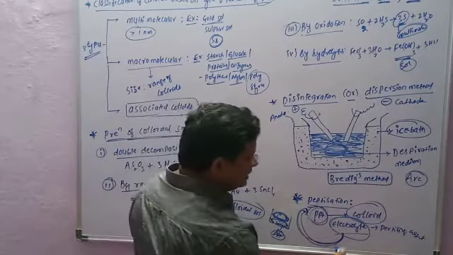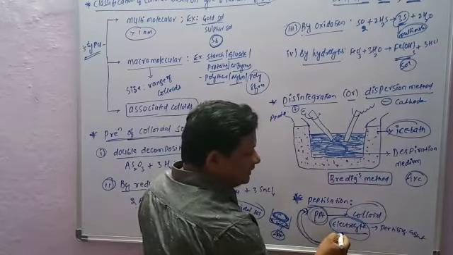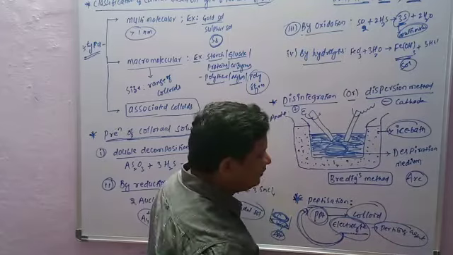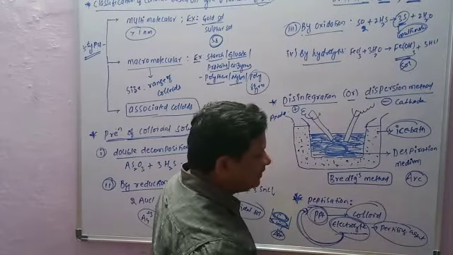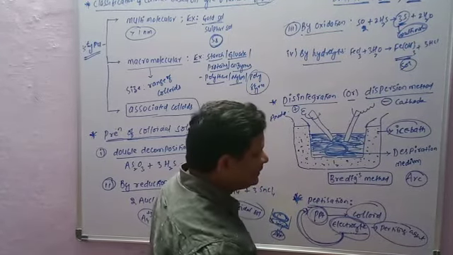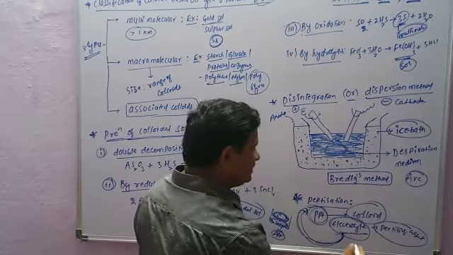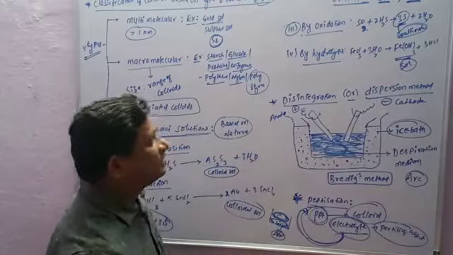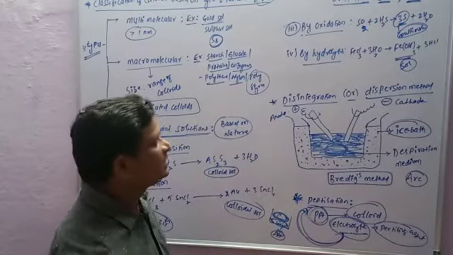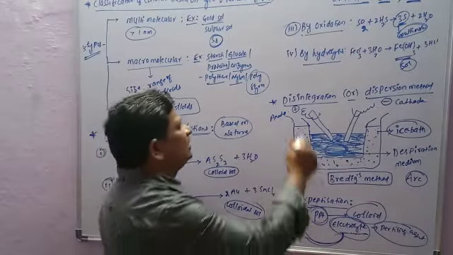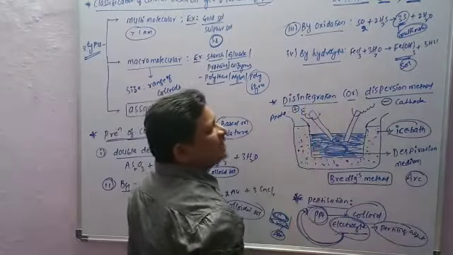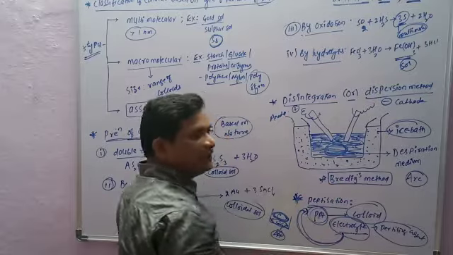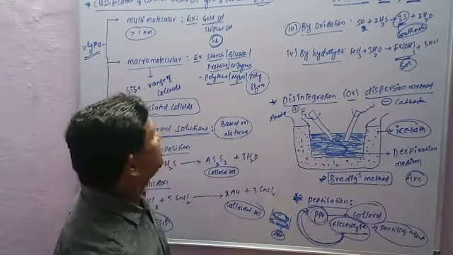In this process, the electrolyte added is known as the peptizing agent. What is a peptizing agent? The electrolyte is the peptizing agent. So these are the experimental methods of preparing colloidal sols. One is the disintegration or dispersion method, which is Bredig's method. The second is the peptization method.